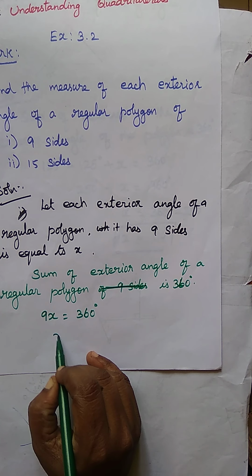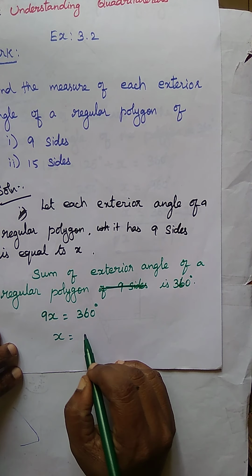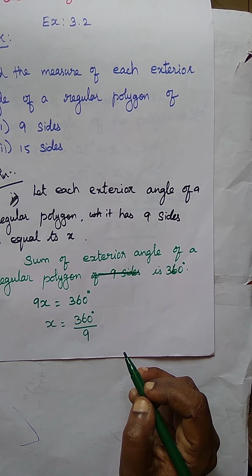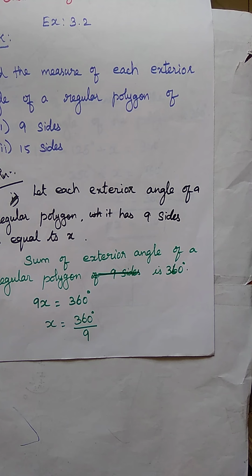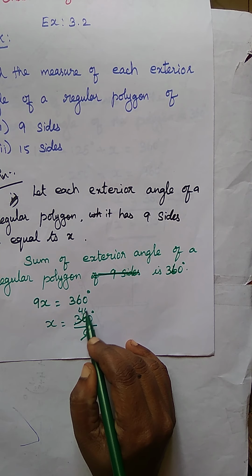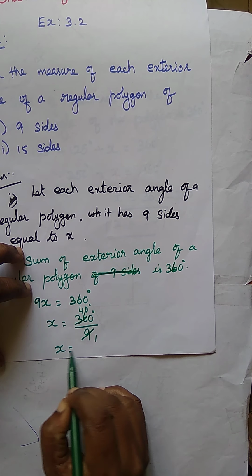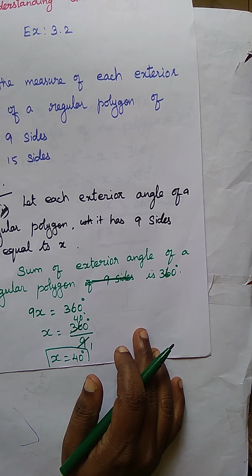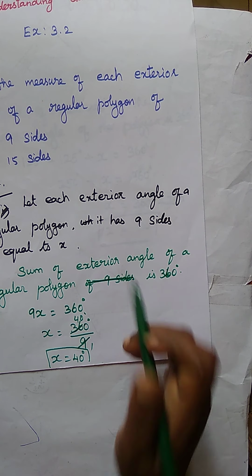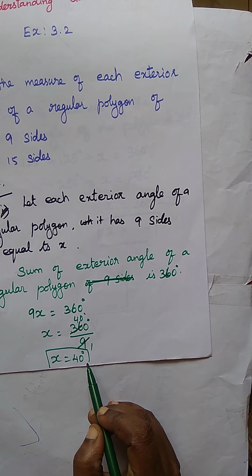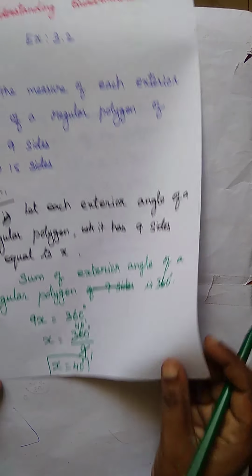Then we are going to find the value of x. So x is equal to 360 degree divided by 9. Okay, in 9 table, how many times 36? 9 4s are 36. So 1 9 is 9, this is 4, that is 40. So x value is 40 degree. Clear? So x is equal to 40 degree. So each exterior angle of a regular polygon with 9 sides is 40 degree. Okay, this is the solution.